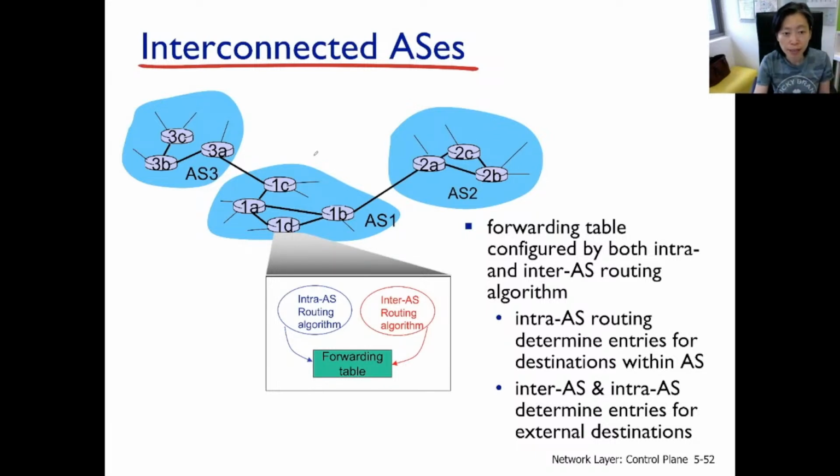On the slide here, you see an example of ASs and how ASs interconnect. We have 3 ASs: 1 here, 2 here, and 3 here. You see individual routers interconnected within one AS. There are 3 here for AS2 and 3 more here for AS3.